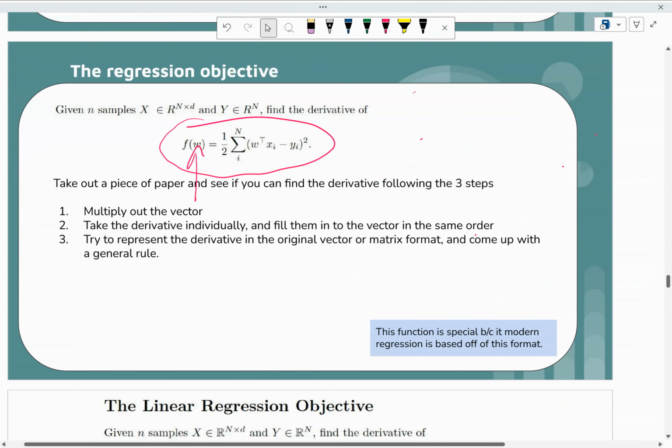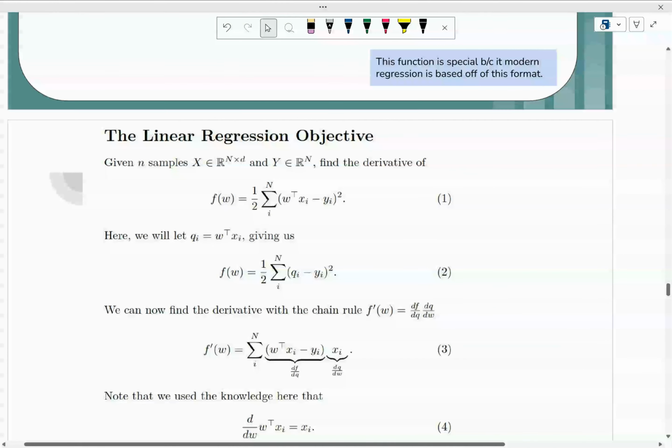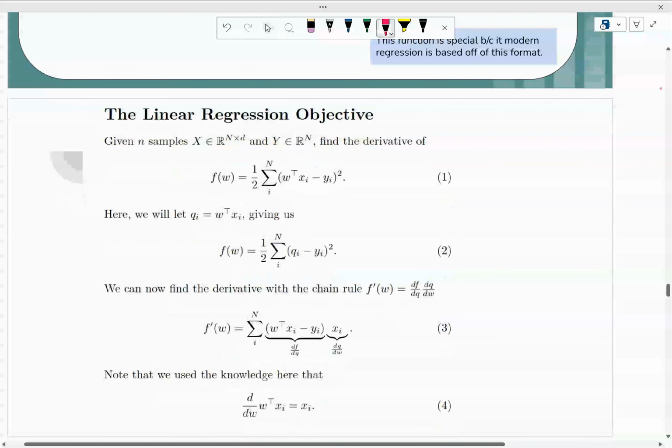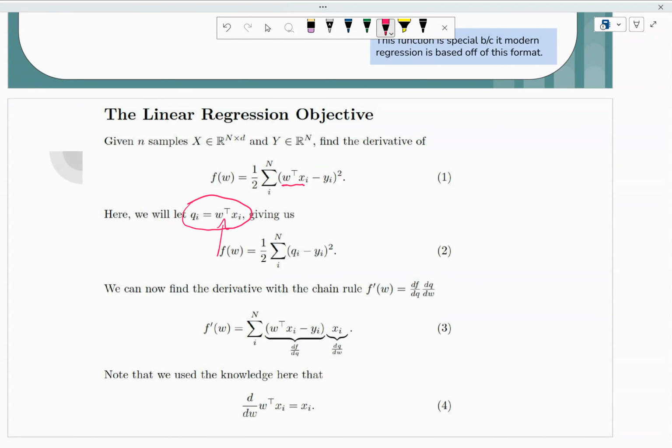Okay, so let's continue. Now, with this, we'll do this example together. Essentially, we know that w is the variable, and we can really simplify this expression by letting qi equal to this thing, which is this part. When we do that, we replace it as just qi.